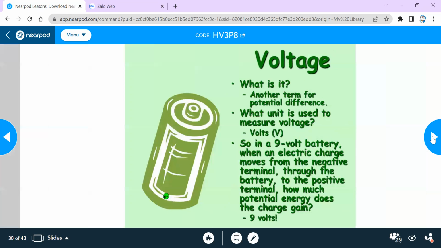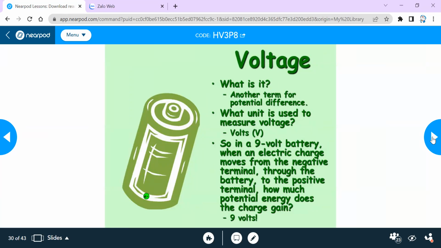All right. Now let's look at another term called voltage. So what is voltage? Well, it's another term for potential difference. What is the unit used to measure voltage? It is volts.